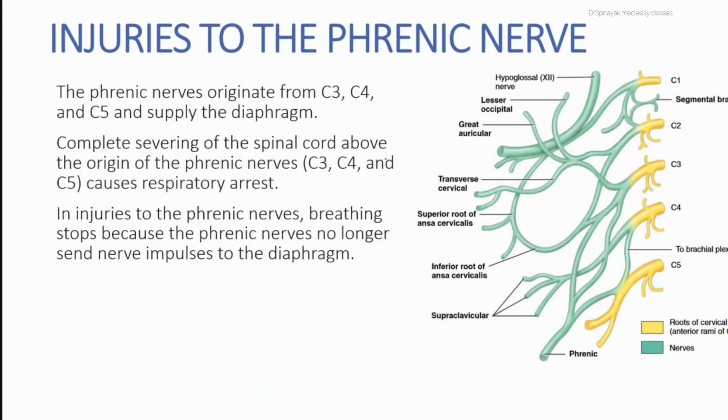Now, what happens if an injury occurs to the phrenic nerve? It is one of the most important nerves present in the cervical plexus. The phrenic nerves originate from C3, C4, and C5, and supply the diaphragm, which is a very major muscle contributing in the inhalation and exhalation. Complete severing of the spinal cord above the origin of the phrenic nerves causes respiratory arrest.